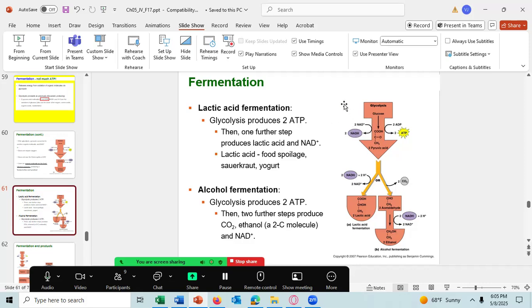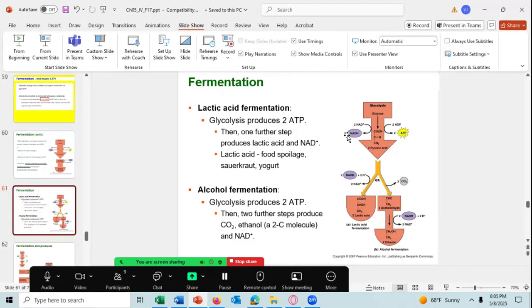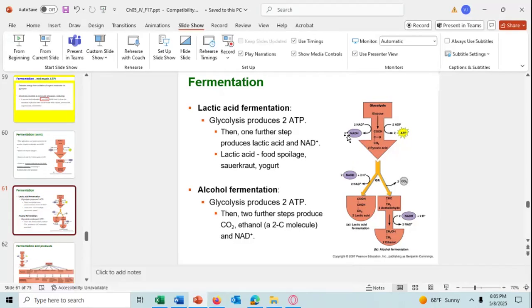So why does your muscle cell use up that NADH to make lactic acid rather than store it and then use that NADH for aerobic respiration? Anyone have a guess? Give you an extra credit point if you get it right. It's actually shown in the slide here.